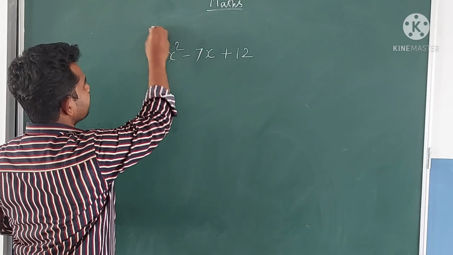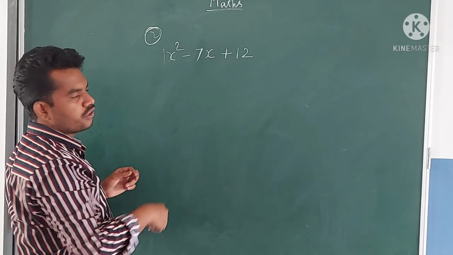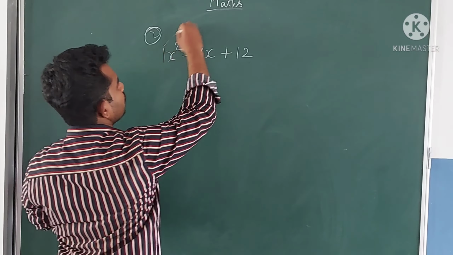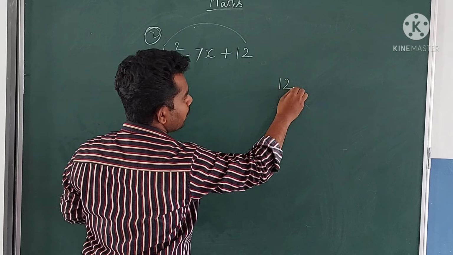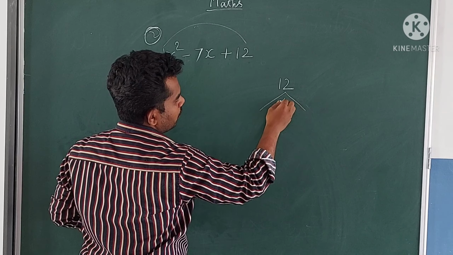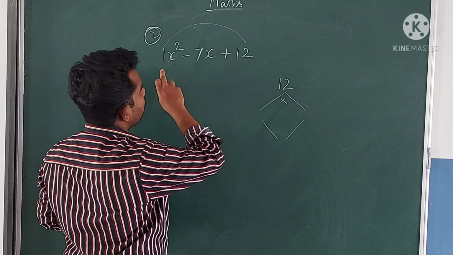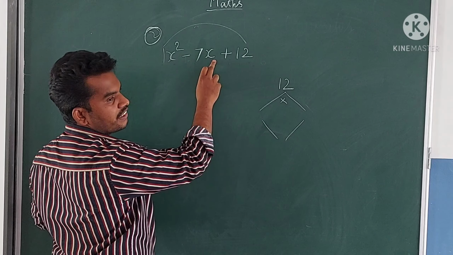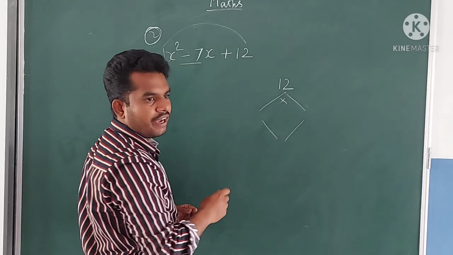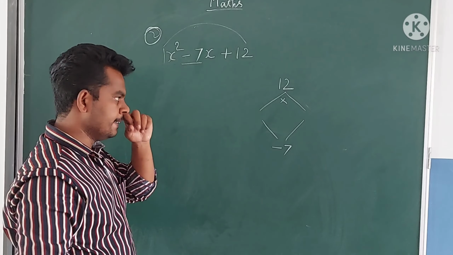So observe the second sum. The first step: what is the coefficient of x square? 1. So 1 into 12, we will get 12. Here is the multiplication. What is the coefficient of x? Minus 7. So the sum of the factors should be minus 7. So you should find the factors.